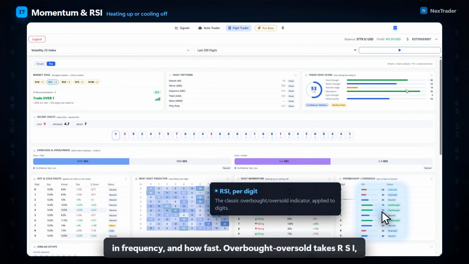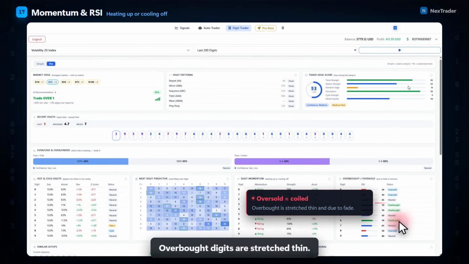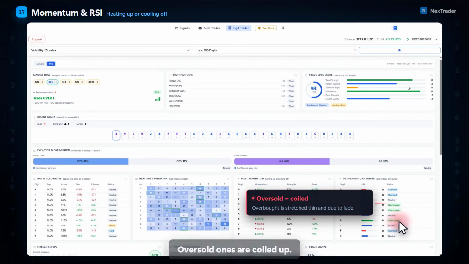Overbought oversold takes RSI, the classic trading indicator, and applies it per digit. Overbought digits are stretched thin. Oversold ones are coiled up.